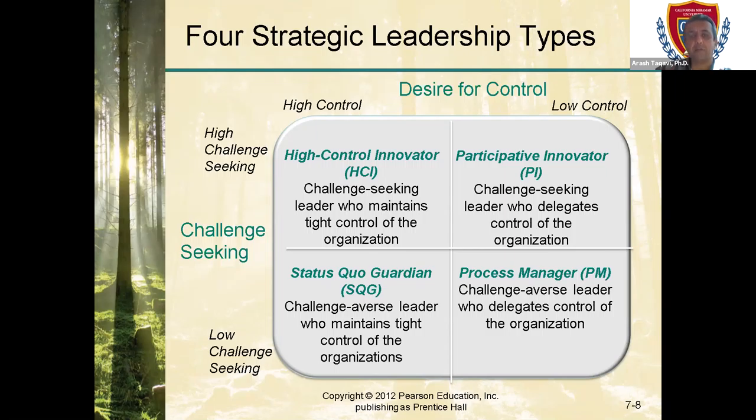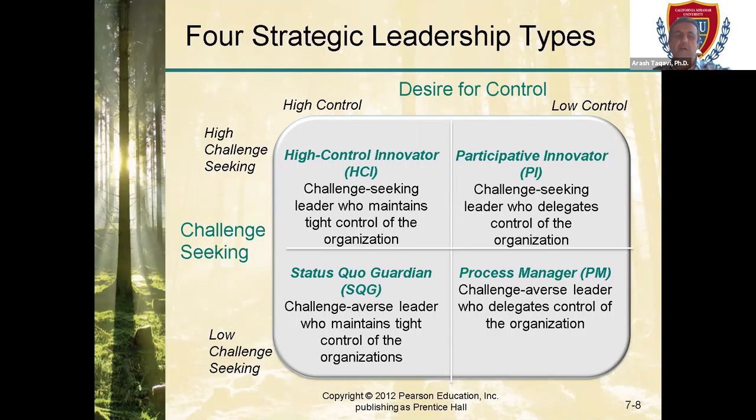They are HCI, they are challenge seekers, leaders who maintain tight control of the organization. Very, very challenge seekers. And participative innovators, leaders with a lower need for control, lower desire for control, but high challenge seeking. Challenge seeker leaders, again, who delegate control of the organization. Delegation to other people, other employees or co-workers.